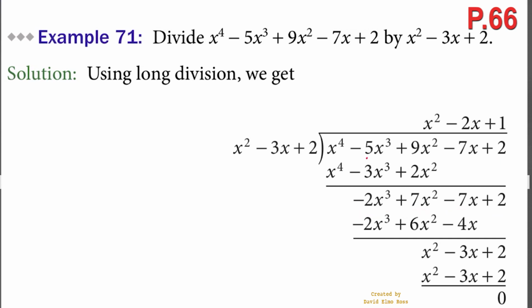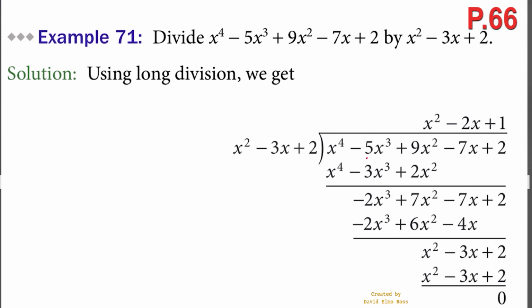So the next thing we have to do is figure out how to eliminate the minus 2x cubed. By doing that, we can just put in a minus 2x here, and we'll see how that works. Minus 2x here times this number here is going to give us minus 2x cubed. Minus 2 times minus 3x is positive 6x squared. Minus 2x times 2 is minus 4x. And again, we're going to do the subtraction.